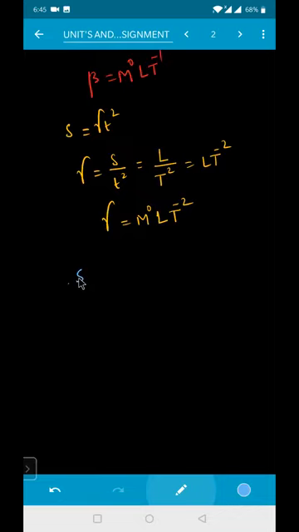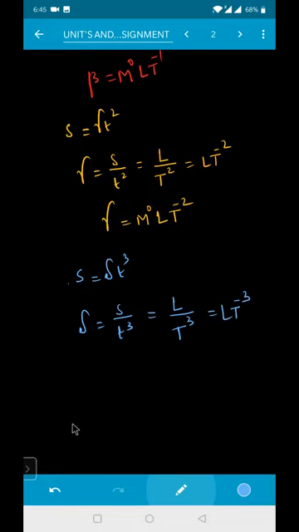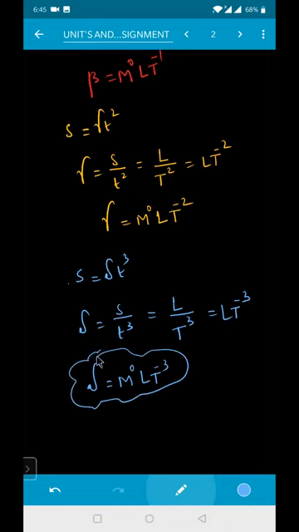Next one is beta. Dou into T cube must be equal to S. So the dimension of dou will be equal to S by T cube. S is nothing but L, divided by T cube. So that will be L T power minus 3. Those are the dimensions of dou. The dimension of dou will become M0 L T power minus 3.